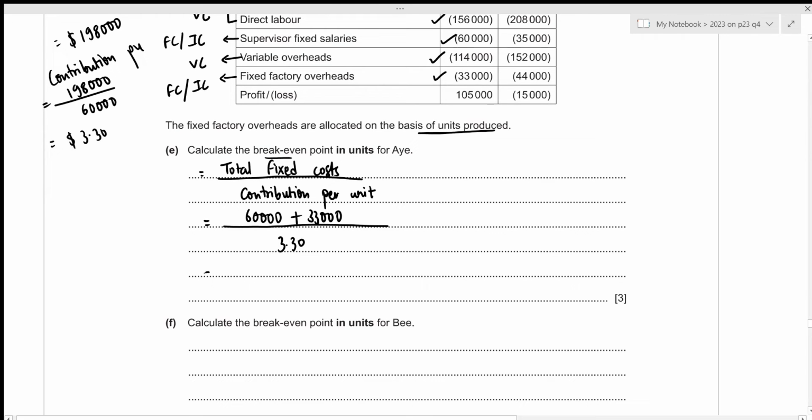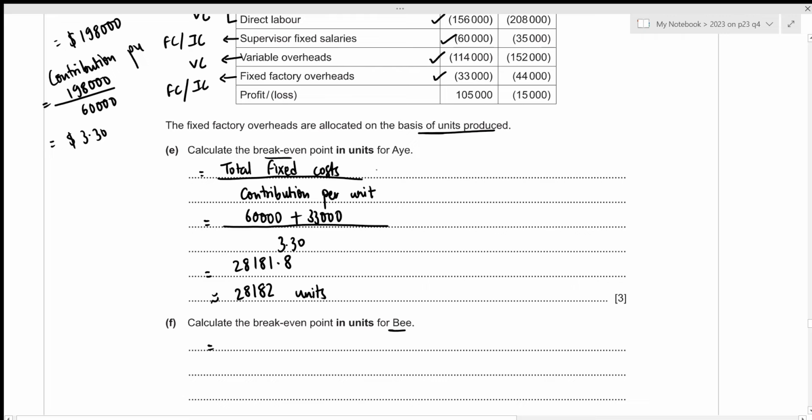And this gives the break-even points to be 28,181.8. And since we're talking about units, we always need to round it up. That will be 28,182 units. That's our break-even point. Now we need to repeat the same process for B.